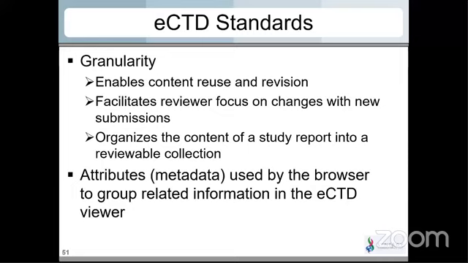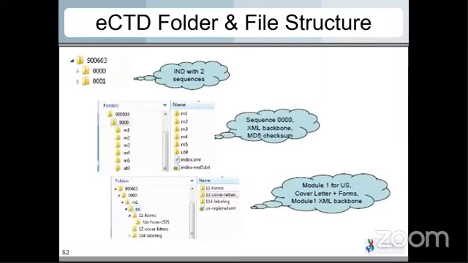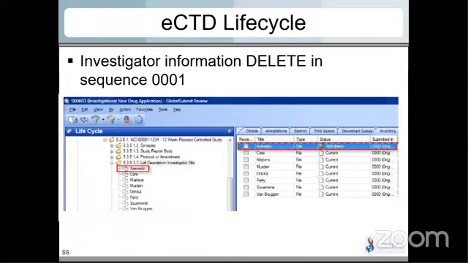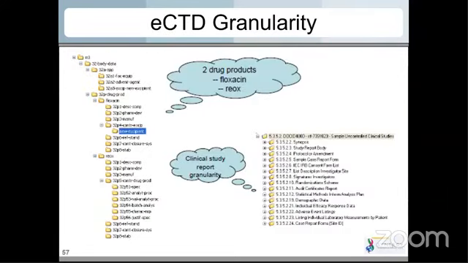There are guidance documents available for what mandatory granularity you need to provide. And then it also gives you instruction when you can choose to be more granular. Otherwise, you need to follow the granularity of that guidance document. And then the other attributes, or the metadata, are used by the browser to group the related information into the eCTD viewer. And these again are explained in the technical documents that you can find online for each of the regions that you're going to.